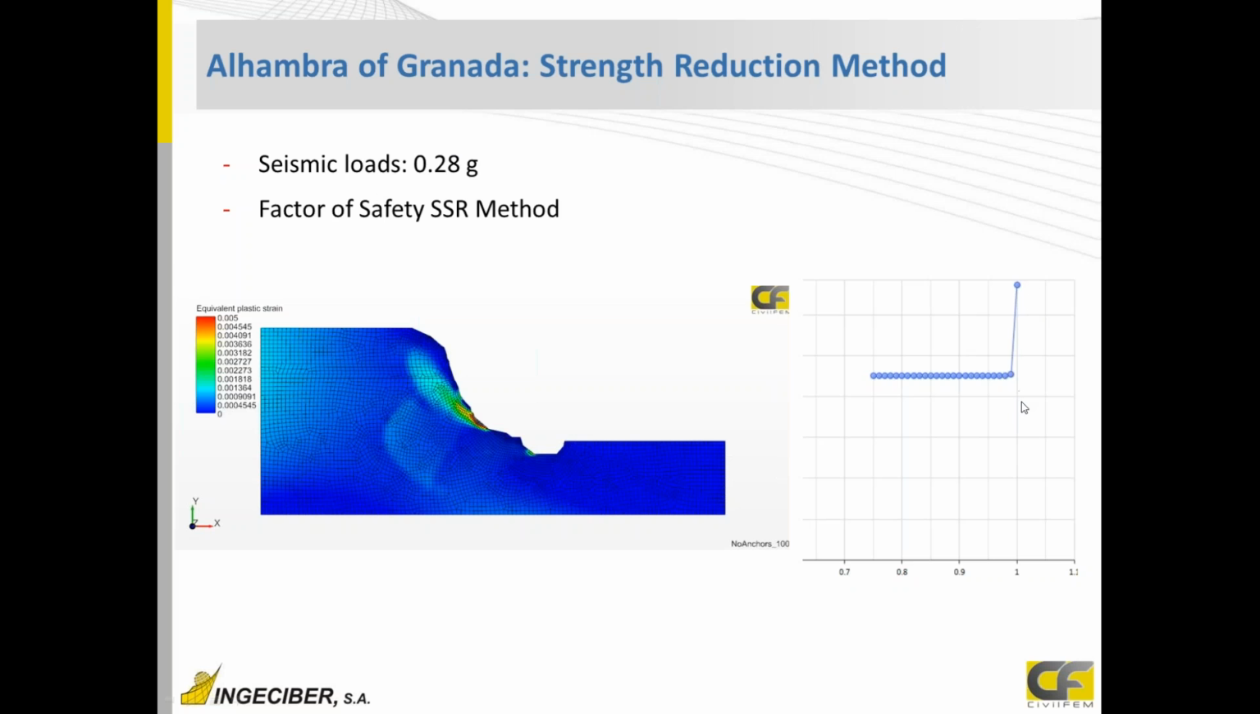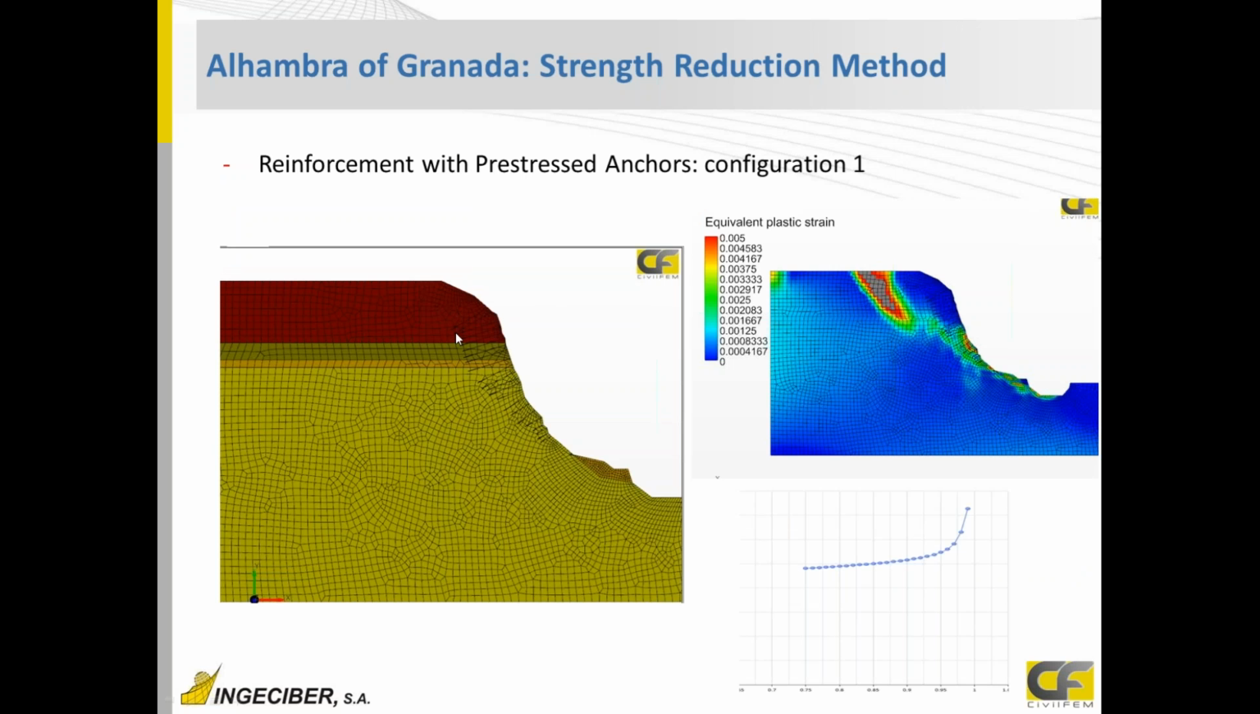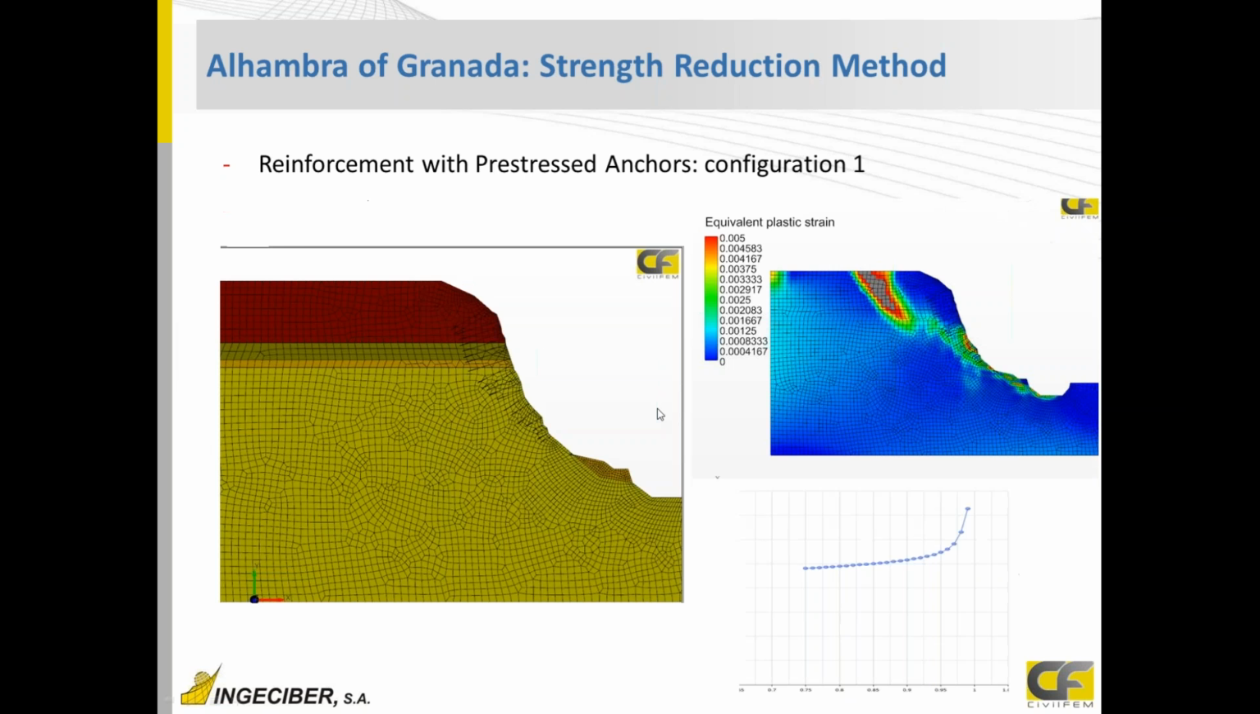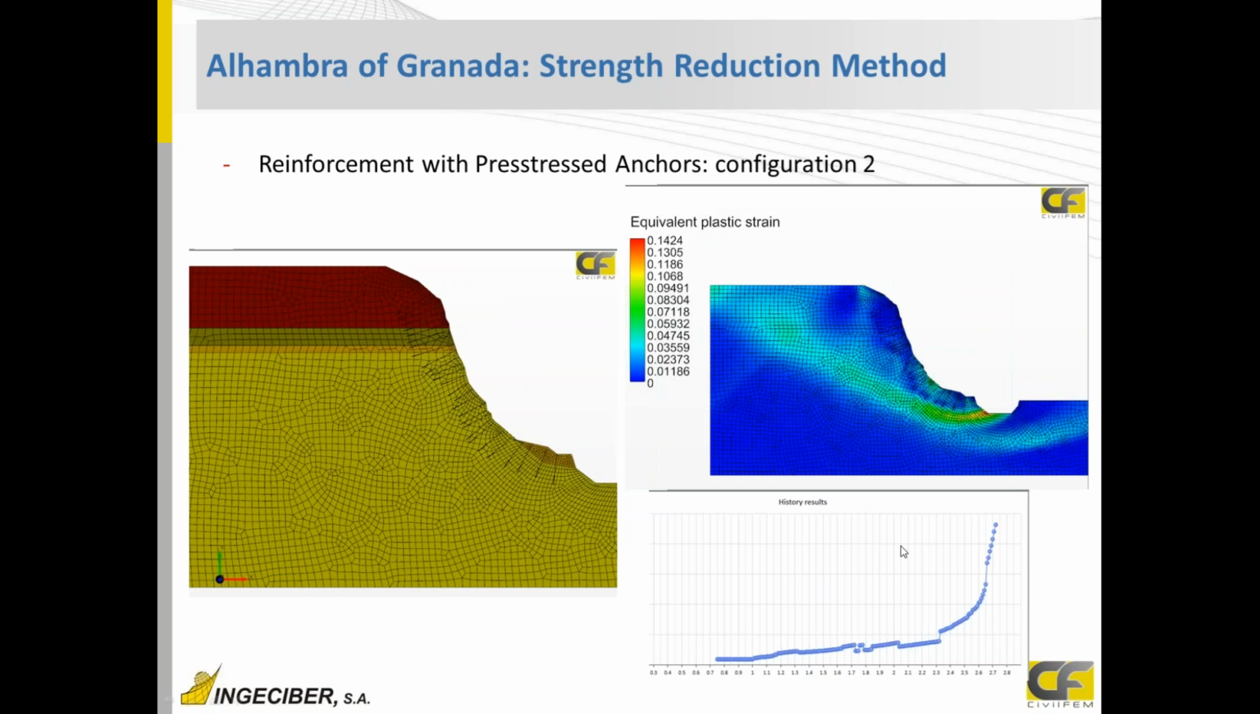So with CivilFEM, as a summary, we can determine that for a seismic load of 0.28, the safety factor is around 1. The first configuration of our anchors didn't improve the behavior of this slope much, so we decided to solve a second configuration. The second configuration gave us a higher safety factor and also different yielding surfaces.